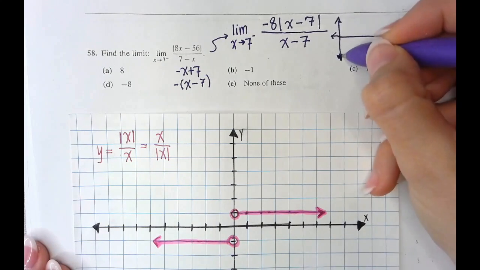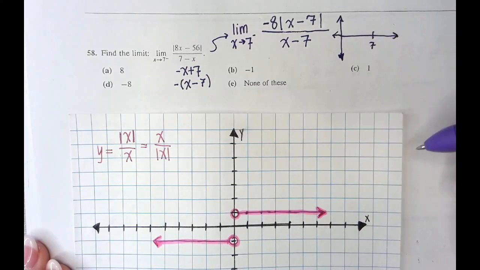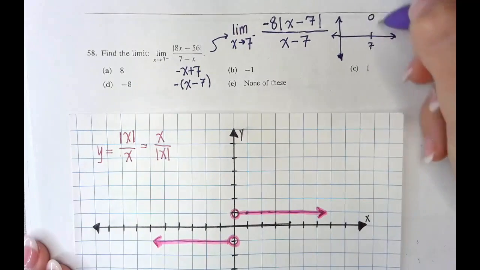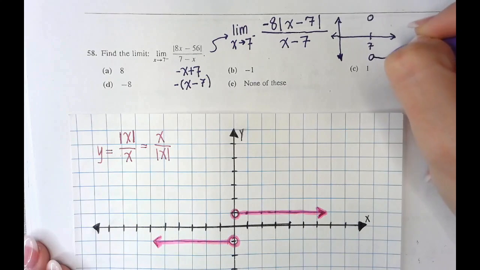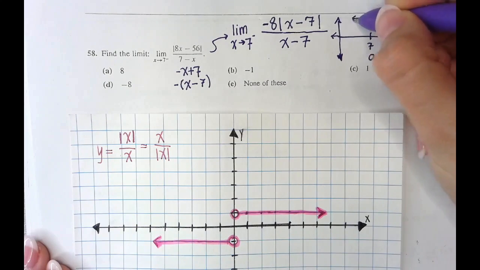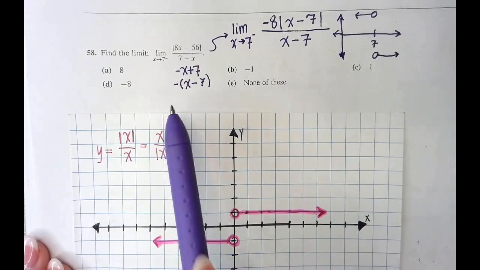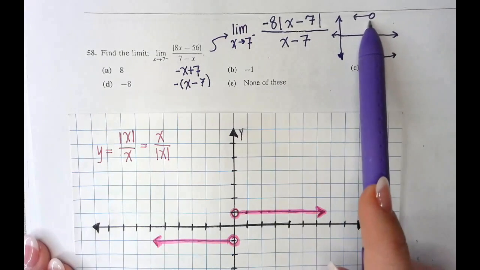Here I have my graph, not to scale, but there's 7. And I have up here at 8 and down here at -8. Again, not totally to scale. There was a reflection, so this side is pointing that way, and this side's pointing that way. So I'm approaching 7 from the left. What is that? Not 1.